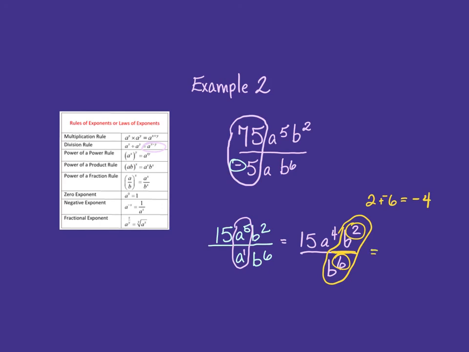So your final answer for this one will look like this. It will look like 15a to the 4th power over b to the 4th. And like I said, you could put the b to the 4th up here, but it would have to be b to the negative 4th. It looks nicer to keep your exponent positive and put it in the denominator. So that's why this is the final answer to that problem. And it cannot be simplified anymore.